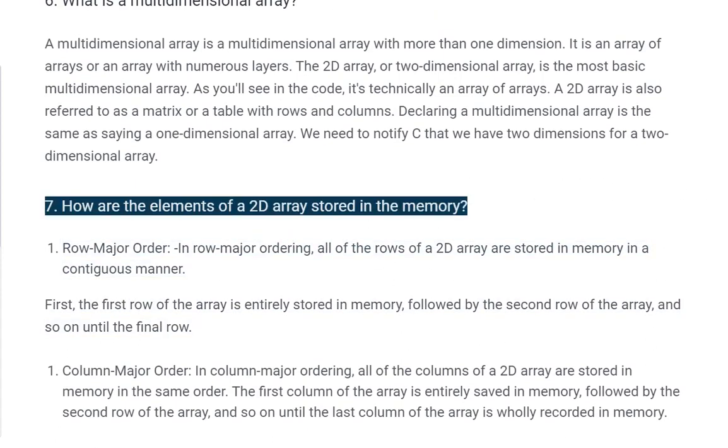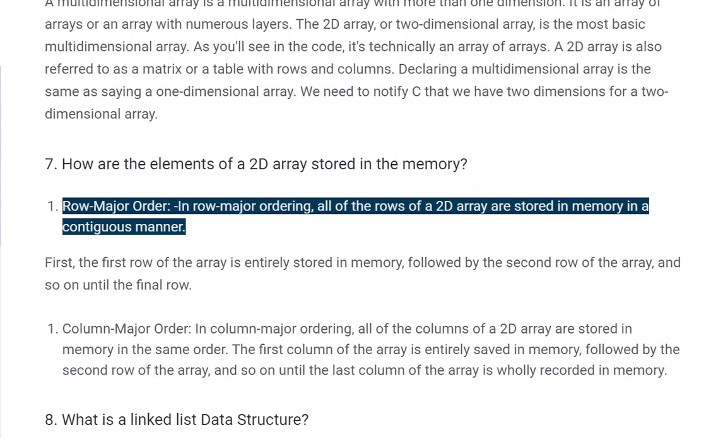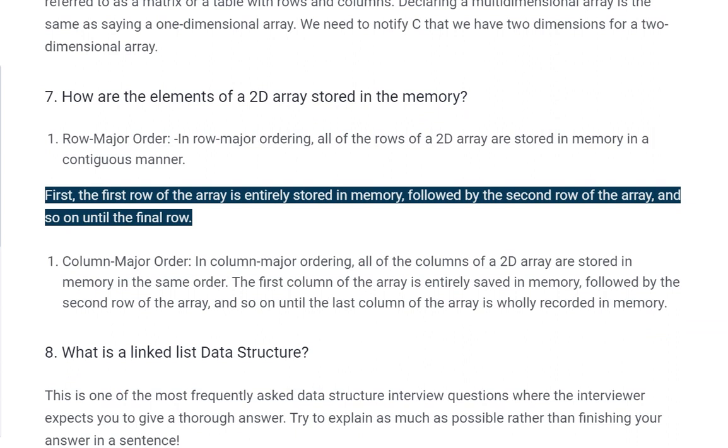7. How are the elements of a 2D array stored in the memory? Row major order. In row major ordering, all of the rows of a 2D array are stored in memory in a contiguous manner. First, the first row of the array is entirely stored in memory, followed by the second row of the array, and so on until the final row.